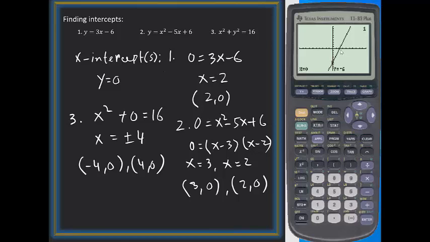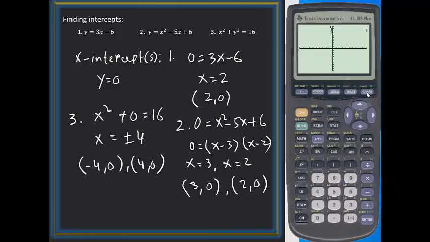Now you're looking for the x-intercept. We have found x equals 2. If you plug in 2, you'll see y equals 0. So these are the intercepts. Now you go to the second one. We have the second equation or function, x squared minus 5x plus 6.